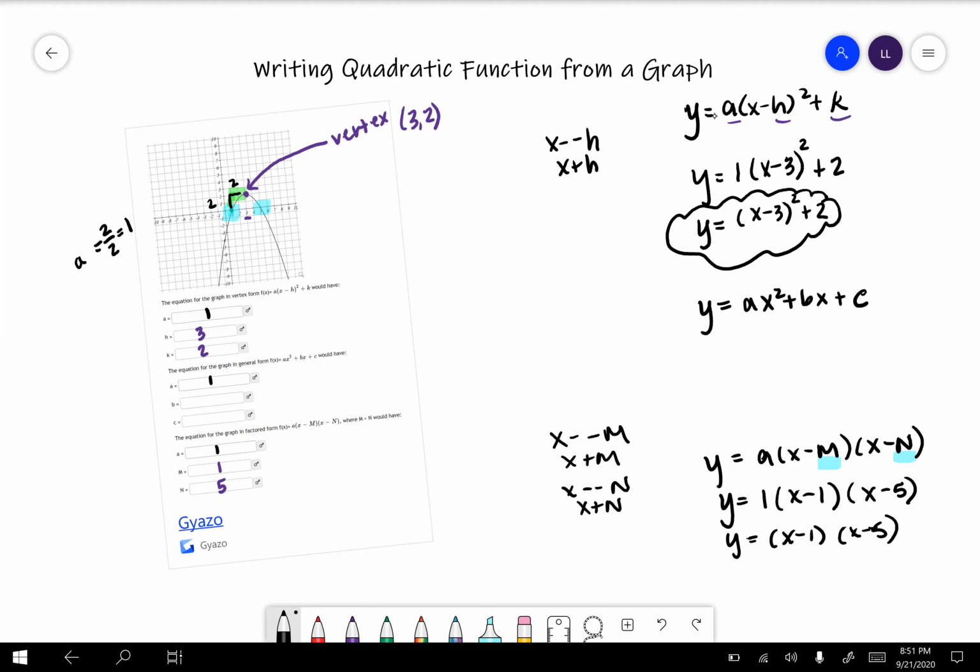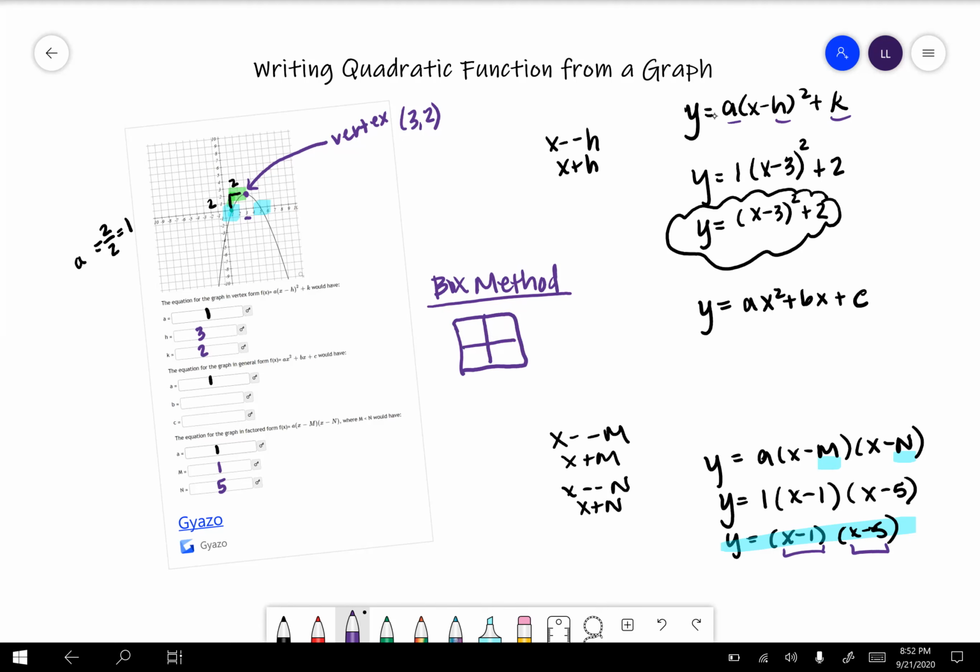Now let's look at how to write the equation in standard form. I am going to use this equation to convert it to standard form, and I'm going to use the box method to expand our expression. This has two terms in the first parentheses and two terms in the second parentheses. Therefore, my box is going to be a 2 by 2.